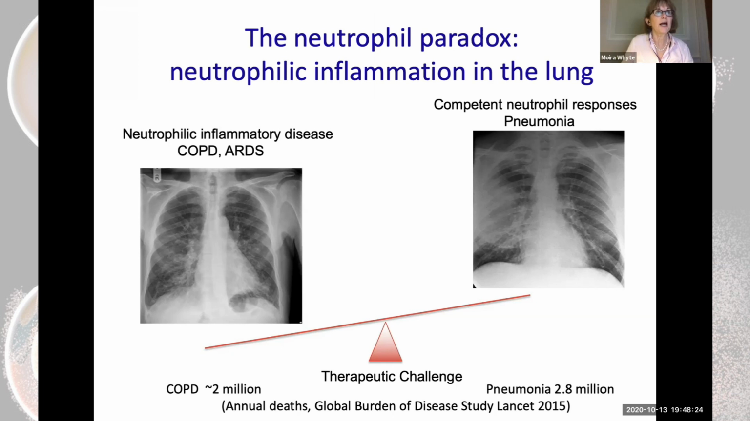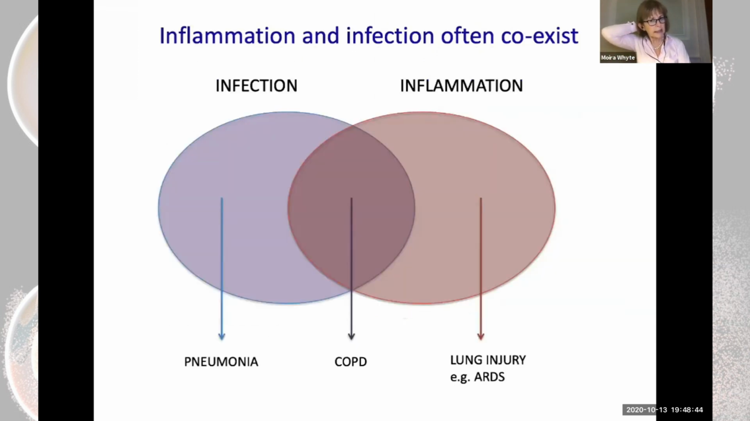So the therapeutic challenge is how do you control this process? You can't have no neutrophils, you can't have excessive neutrophils, and you have to think about therapies that might modify but not abolish this inflammatory response. And it's further complicated, because we think about diseases of infection, of which pneumonia will be a great example, and we think about diseases of inflammation, ARDS, but in the middle we have diseases of which COPD is a great example, where you have both.